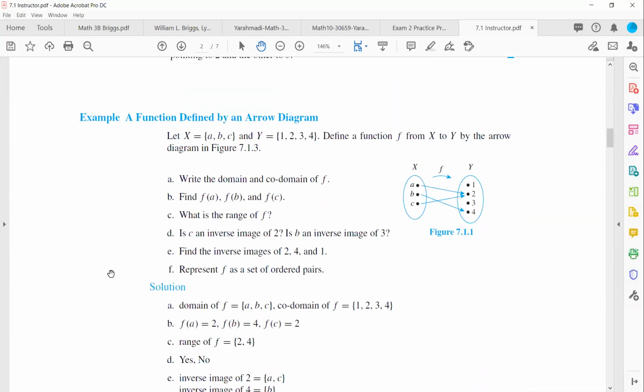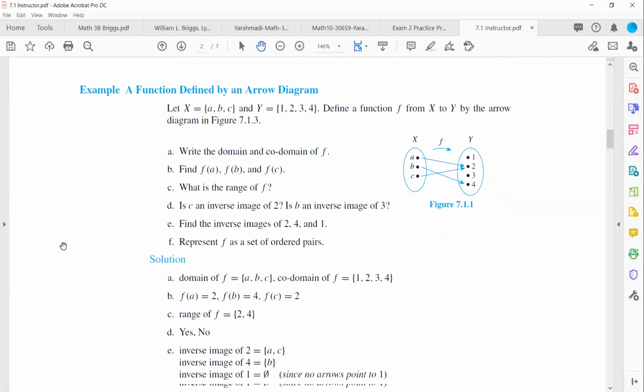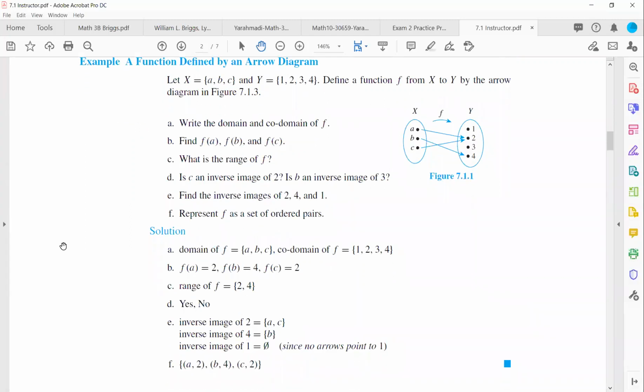Another example, consider this function f that maps a, b, c into 1, 2, 3, 4. This is your domain and Y is the codomain. Suppose we define a function this way. This function maps a to 2, b to 4, and c to 2. The question says first write the domain and codomain of the function. The domain of the function is the set including a, b, c, and the codomain of the function is the set including 1, 2, 3, 4.